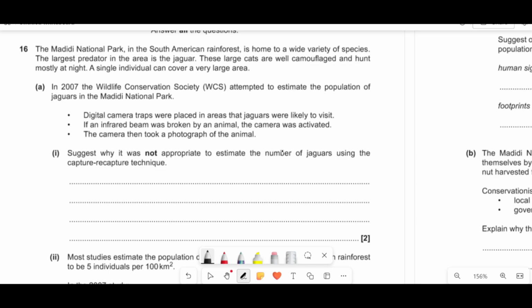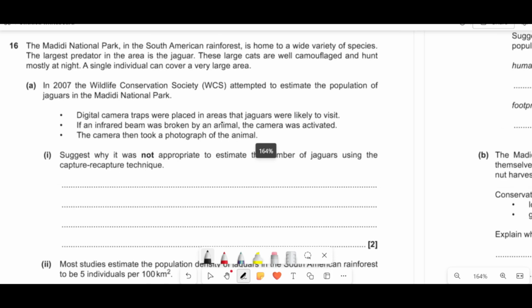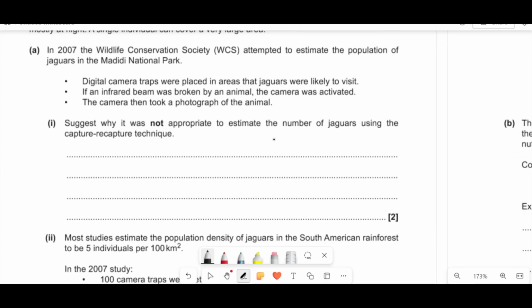So the Madidi National Park in the South American rainforest is home to a wide variety of species. The largest predator is the jaguar. These are well camouflaged and hunt mostly at night, and a single individual can cover large areas. In 2007, the Wildlife Conservation Society attempted to estimate the population.